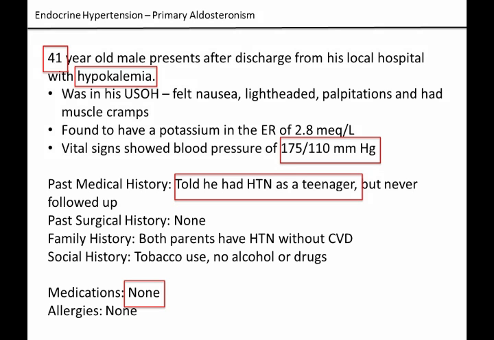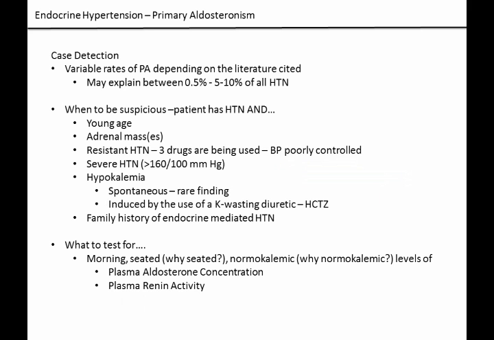Yeah, so he was told that he had high blood pressure as a teenager, but that just has to do with age. So, case detection. How common is primary aldosteronism? Well, depending on how you define it and the catchment area for the patient population, it could be very rare, maybe 0.5% of all hypertensive patients, or it could be pretty common. It may be as much as 10 or 15%. When this disease was first diagnosed, it was felt to probably explain about 10 to 15% of all high blood pressure, but it turns out it's probably somewhere in the middle.